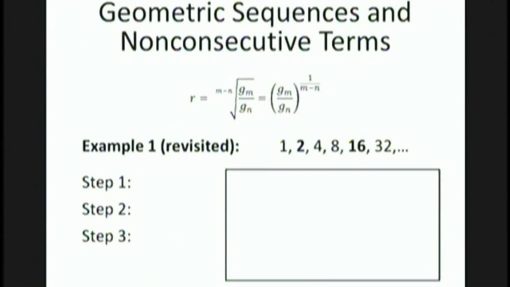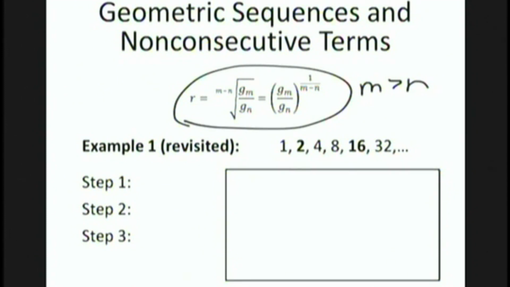But what if we know two terms of a geometric sequence, but they're not consecutive? In this case, we can still find the common ratio pretty quickly in the following way. Suppose g sub n and g sub m are the nth and mth terms of a geometric sequence with m greater than n. Then the common ratio of the geometric sequence is given by this formula here. There are two ways of writing that: the (m minus n)th root of g_m over g_n, or (g_m over g_n) to the 1 over (m minus n).